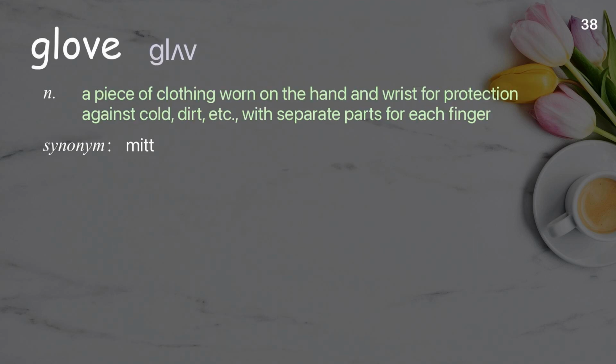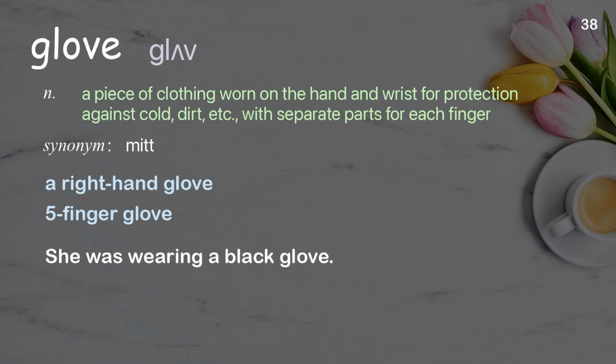Glove. A piece of clothing worn on the hand and wrist for protection against cold, dirt, etc., with separate parts for each finger. Examples: a right-hand glove. 5-finger glove. She was wearing a black glove.